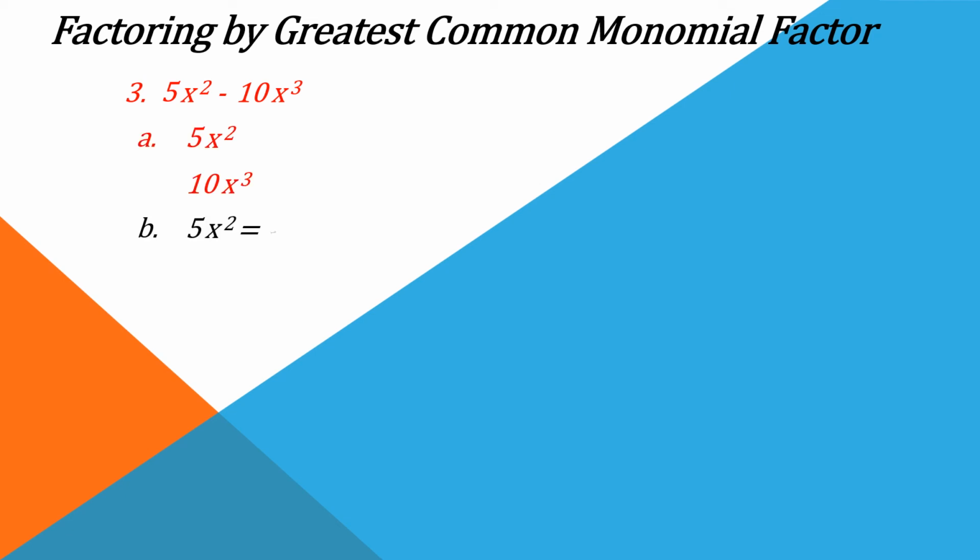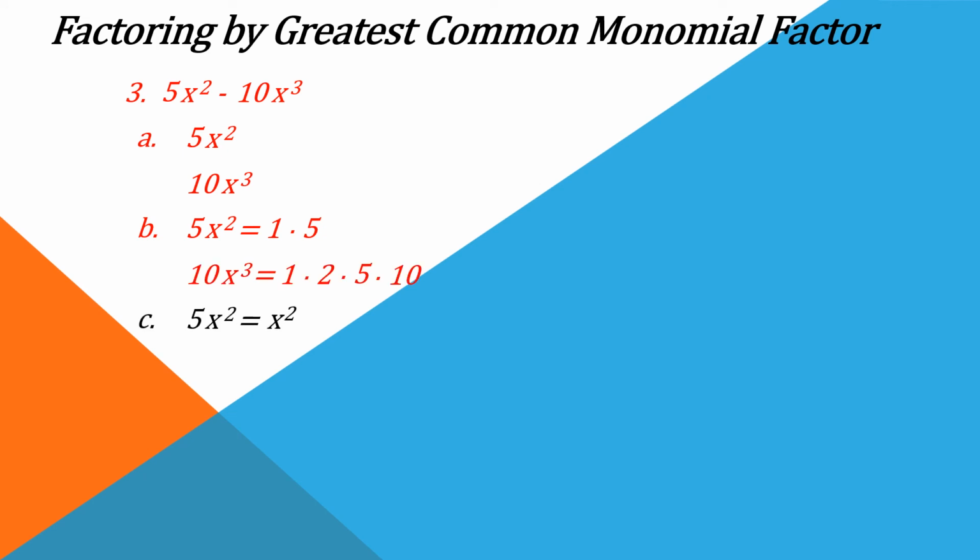Then find the greatest common factor of the numerical coefficients. For 5x squared, it is 1 multiplied by 5. And for 10x cubed, the factors of 10 are 1 multiplied by 10 and 2 multiplied by 5. So we have 4 options of the factors of 10.